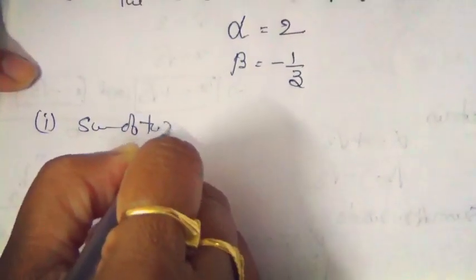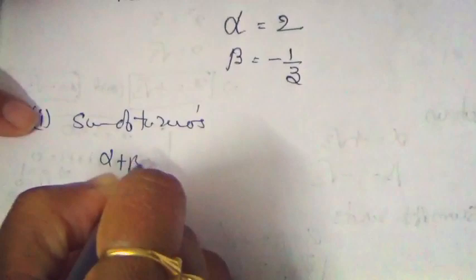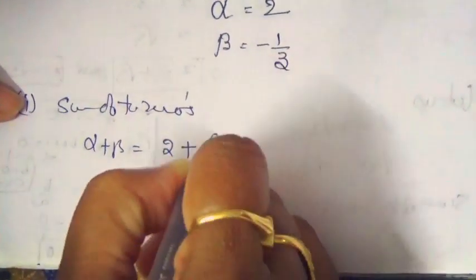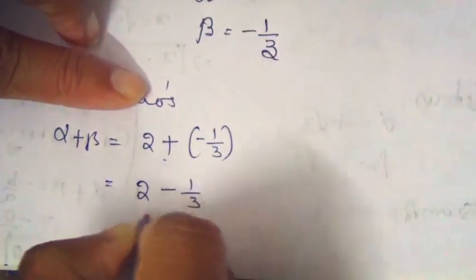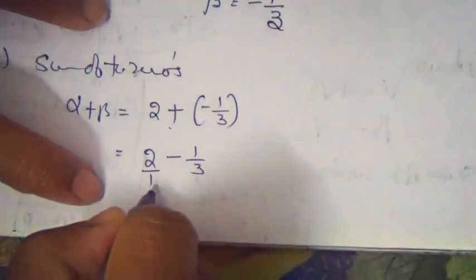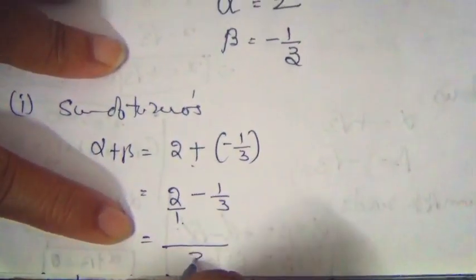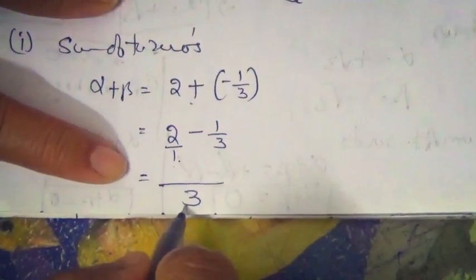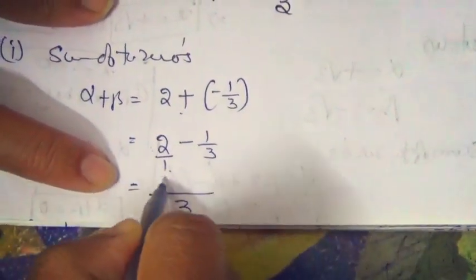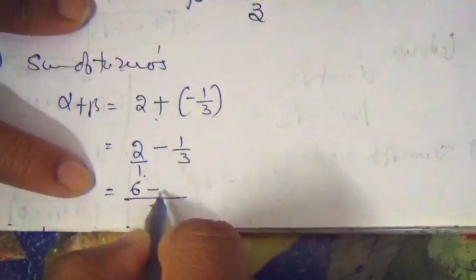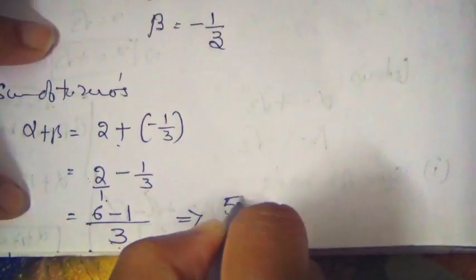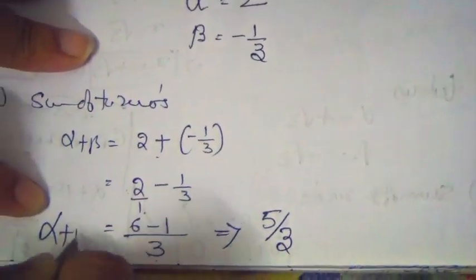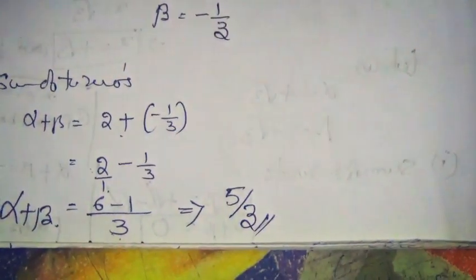First of all, you find the sum of the zeros. The sum of the zeros, alpha plus beta, is equal to 2 plus minus 1 by 3. In the denominator I will keep this 1 and take the LCM. So 3 times 2 is 6, minus 3 times 1 is 1, which implies 5 by 3. It is the value of alpha plus beta.